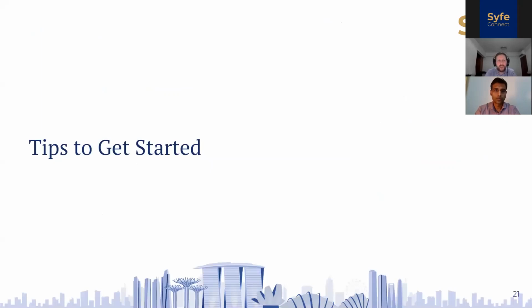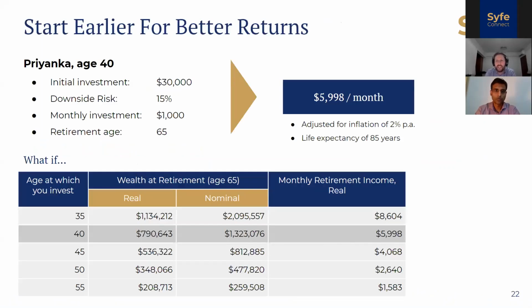So how then do we get started? What are the tips to actually take some of these 6 principles and put them into action? So the first example here, and this is something that we've already covered in terms of the costs of delay earlier in the slides, but let's have a look at this example in retirement income terms. So in this particular example, we've got somebody aged 40 who does an initial investment of $30,000.